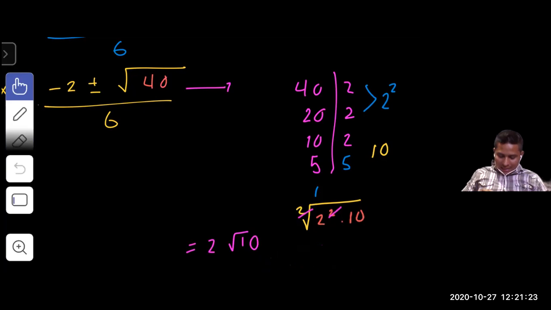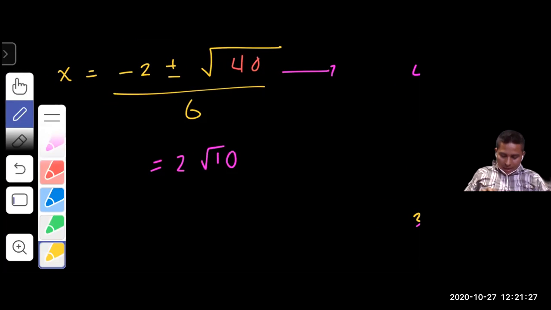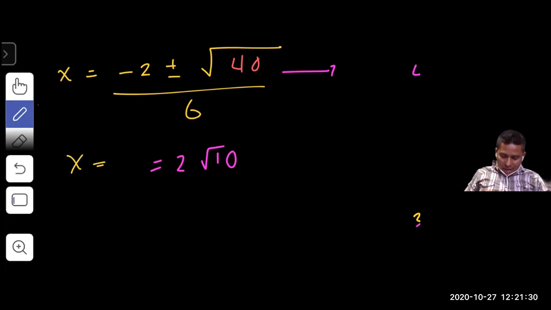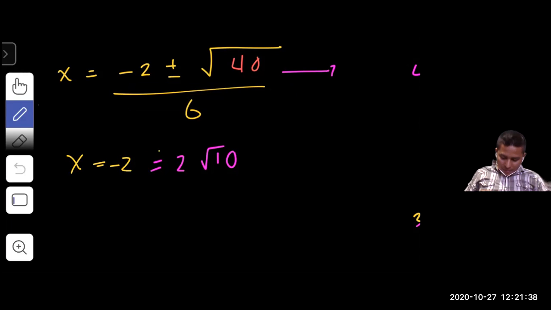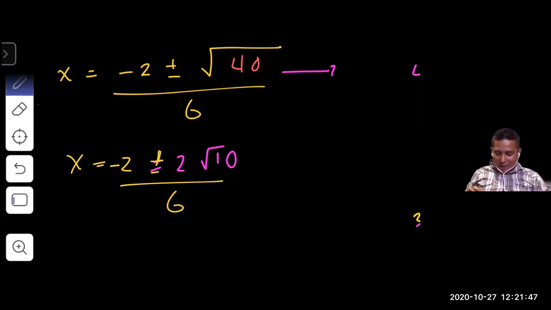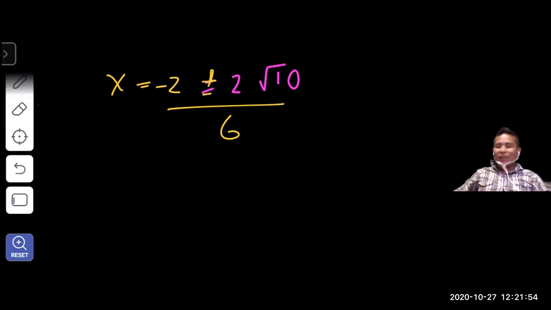I'm going to take this and put it here, recopying it. X equals -2 plus minus 2 square root of 10 all over 6. Okay, guys, we have gotten to almost the final step. Oh, we have less than a minute. My gosh, the time is flying. Okay, guys, this is going to be for you.